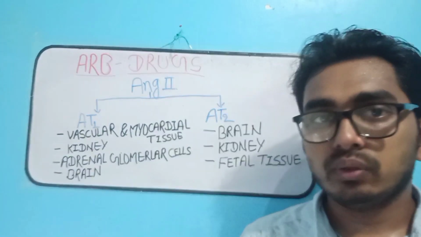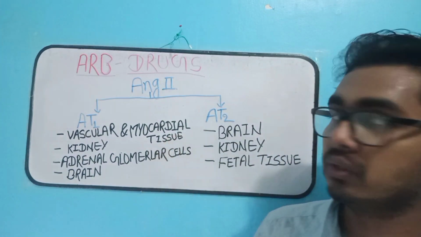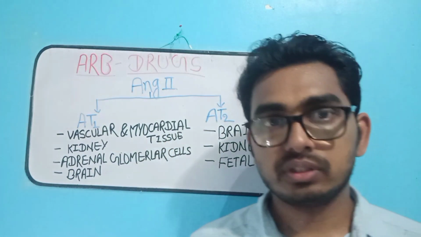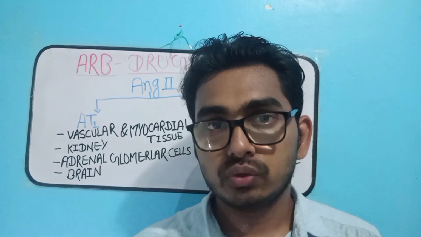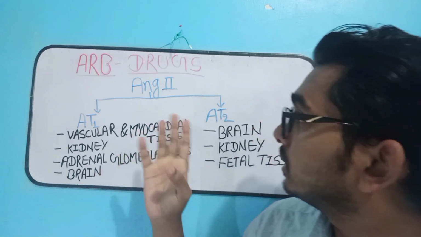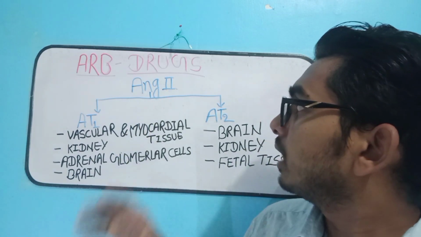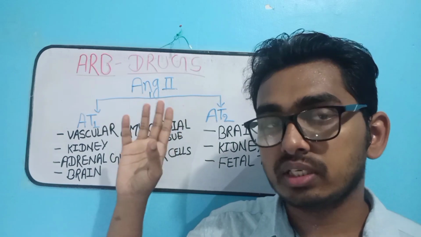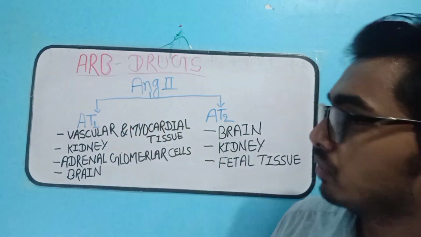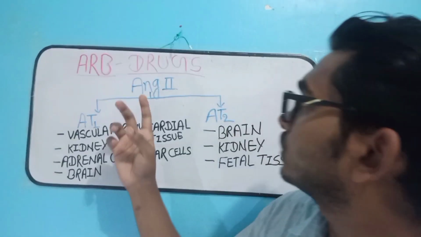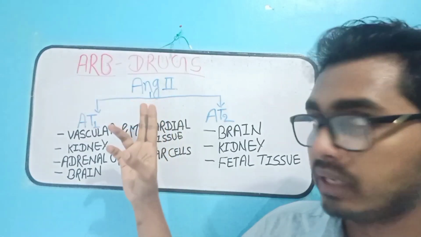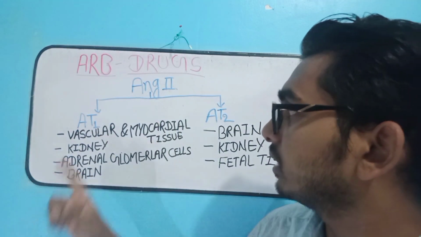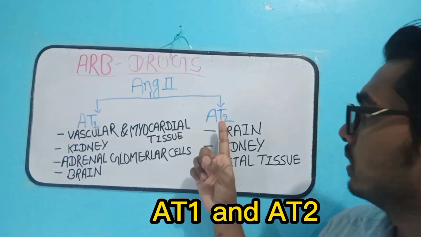In this lecture I am going to discuss the angiotensin 2 receptor, because angiotensin 1, 3 and 4 are not that useful to discuss for pharmacological purposes. First we have to understand the subtypes of the angiotensin receptor. Mainly it has two subtypes, AT1 and AT2.